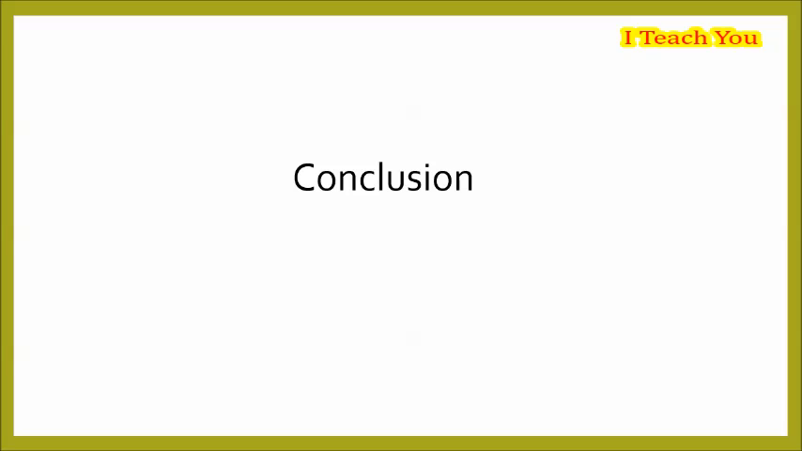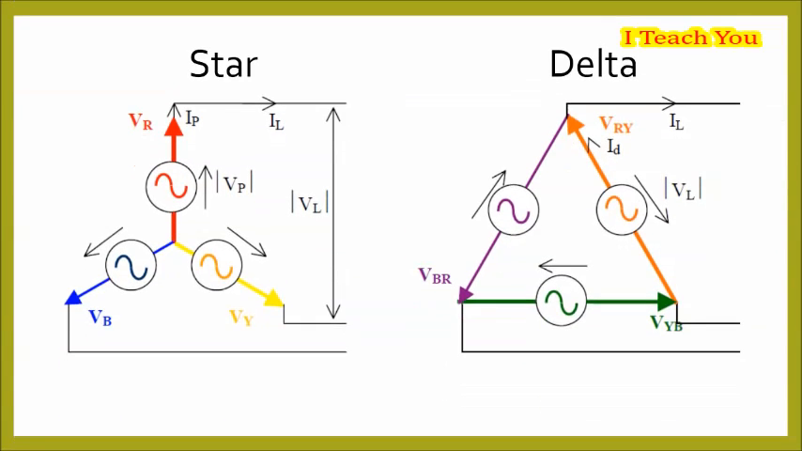Phase voltage is the voltage between the related phase and the neutral, and phase current is the current flowing through the related phase. In a three-phase system, there are three phases instead of one phase as we see in the single-phase system, and each phase is separated by 120 degrees. For example, 360 degrees divided by 3 gives 120 degrees.